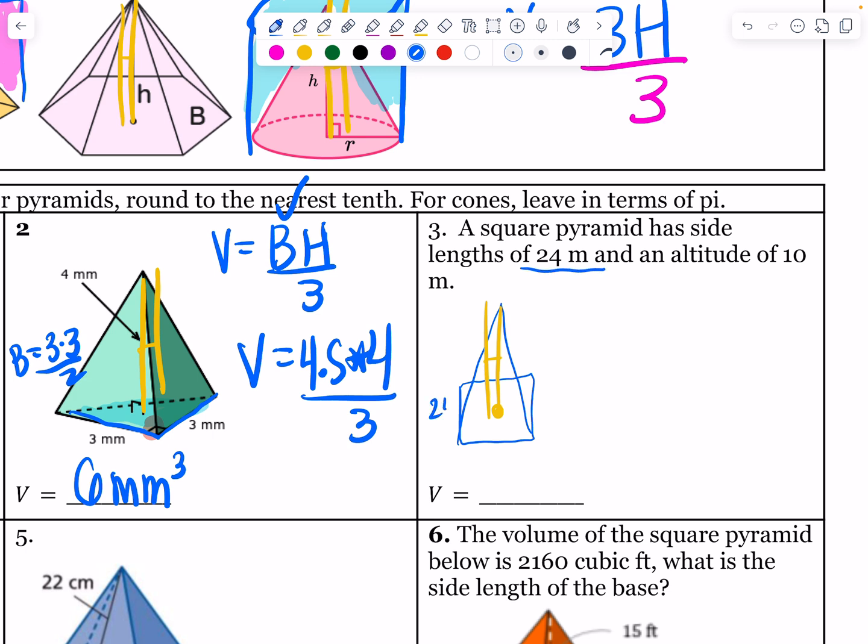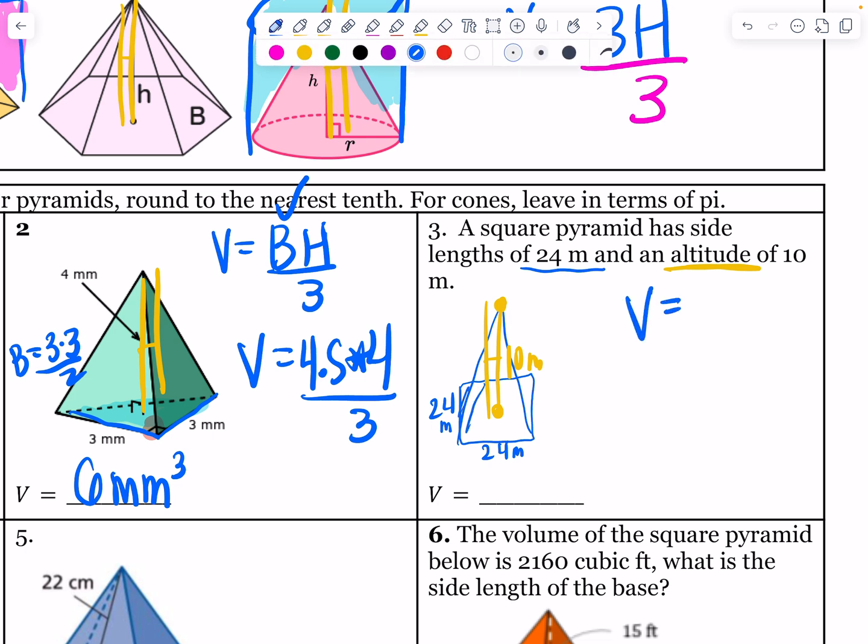Well, since it's a square, that's going to be 24 meters by 24 meters. Okay? And it has a height, an altitude, it calls it. So another word for height is altitude. So from the tip top of that pyramid to the center of that square base is going to be 10. Whenever we find the volume of this shape, we do base times height divided by 3. So what is my base going to be?